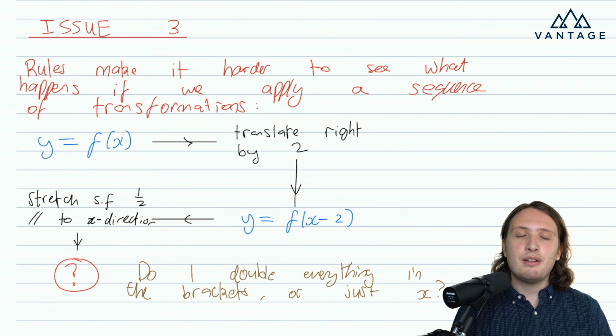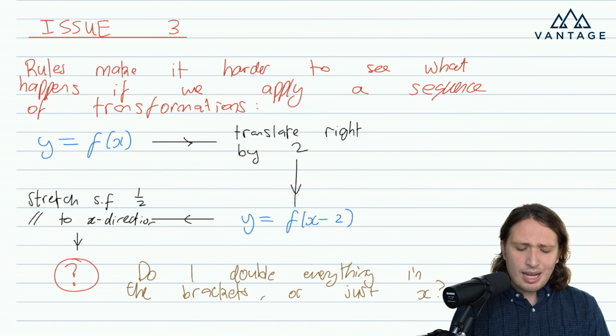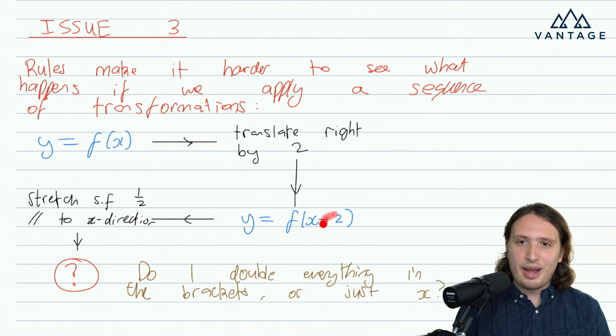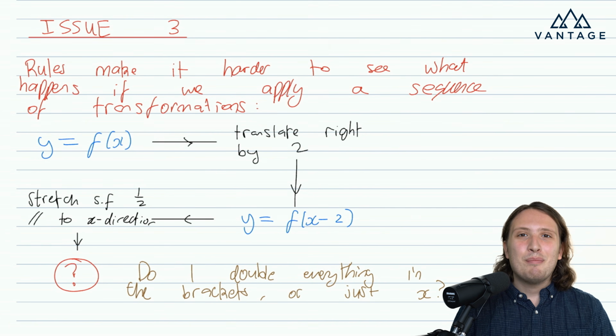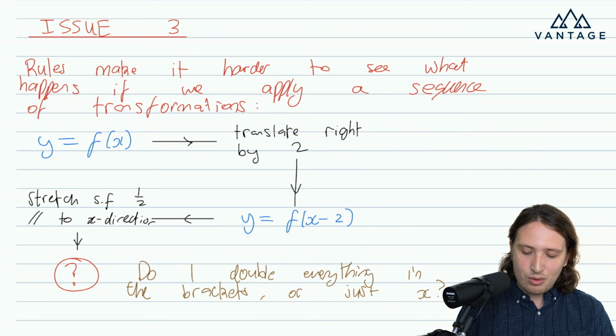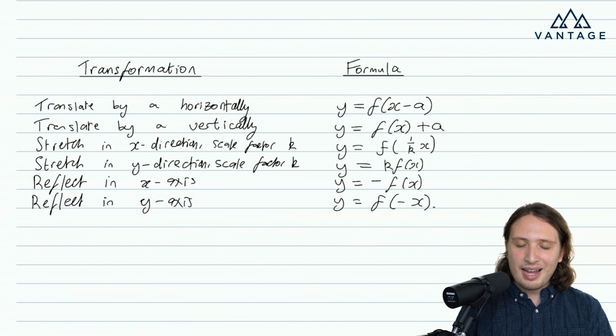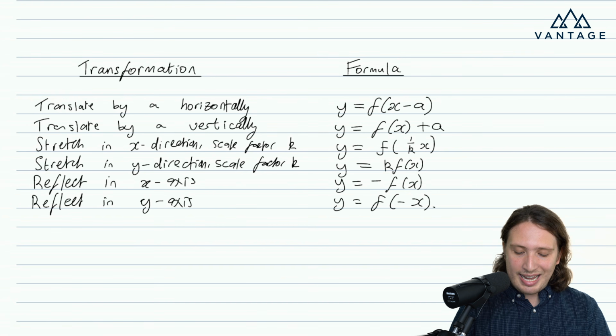But the point that's a little bit confusing is if I now stretch by scale factor 1/2, parallel to the x direction, I know that in the language of the rules, that is f of 2x. So there's some doubling going on. But do I double everything in the bracket, taking 2x minus 4, or do I only double the x, taking 2x minus 2? The correct answer is you only double the x. But the formulation in terms of y equals f of x does obscure this fact somewhat and make it a little bit less obvious what the correct prescription is.